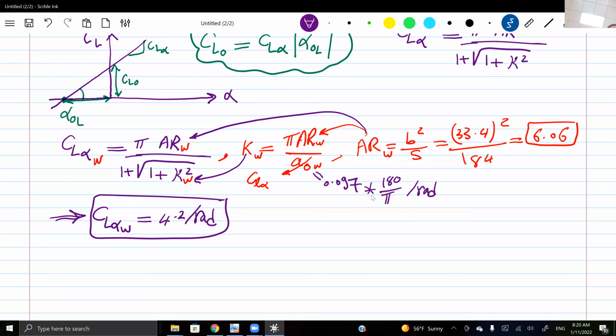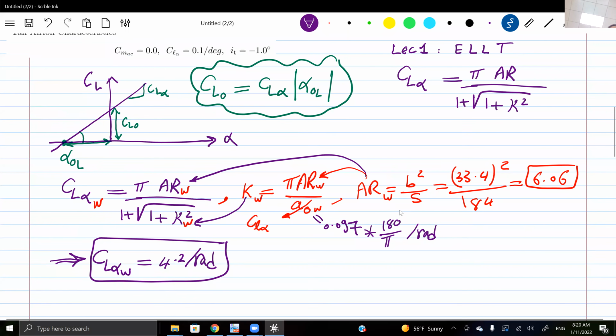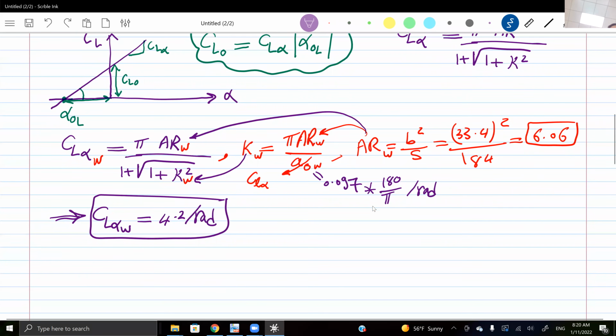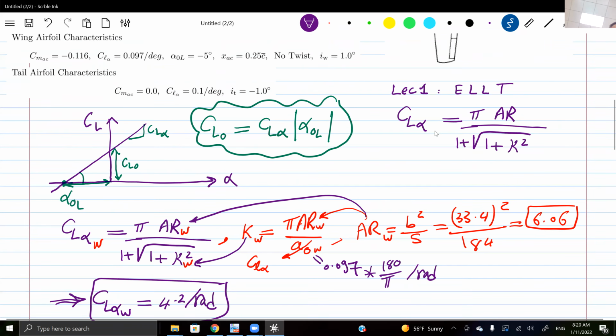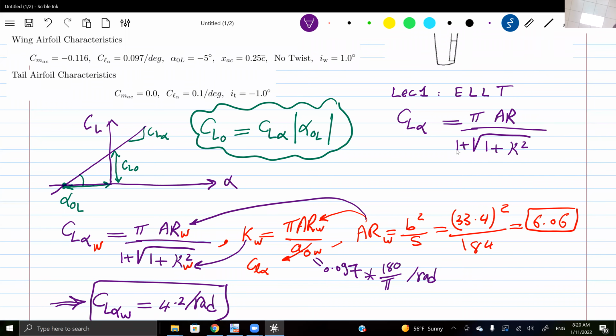Any questions, folks? So always in the back of your mind, whenever you have the two-dimensional lift curve slope, you can get the three-dimensional only if you have the aspect ratio. You just need the aspect ratio, simply. Okay. And the equation is given. I mean, you don't need to memorize anything. The equation will be given in your cheat sheet.